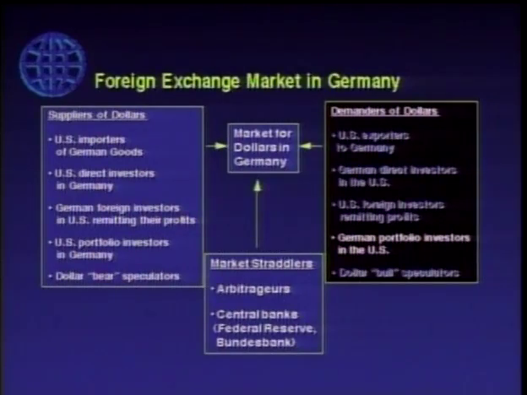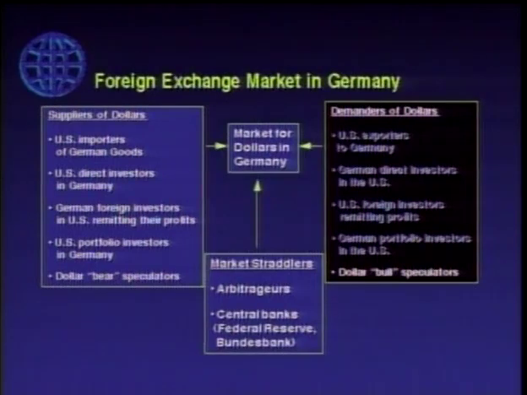They too demand dollars. Fourth, you have German portfolio investors. These are investors in Germany that want to buy U.S. stocks or U.S. bonds. So they demand dollars in order to pay for those investments. And then finally, you have what are called dollar bull investors. These are speculators who actually believe the value of the dollar is going to go up, and so they jump into the market and demand dollars in order to hold dollars in anticipation of the value of the dollar rising.